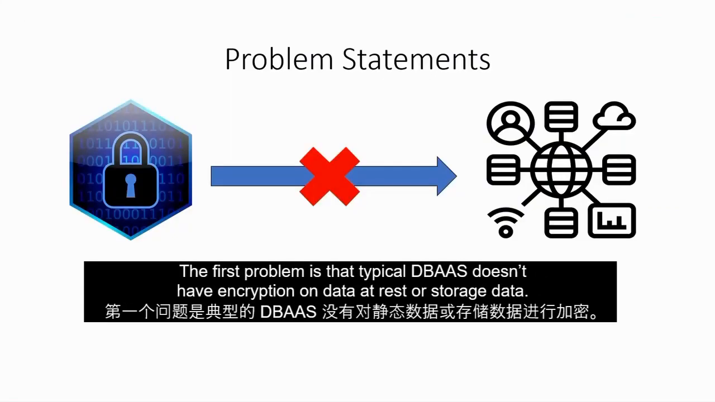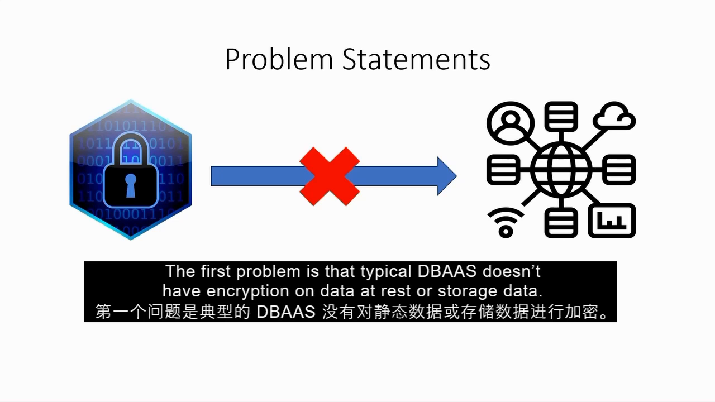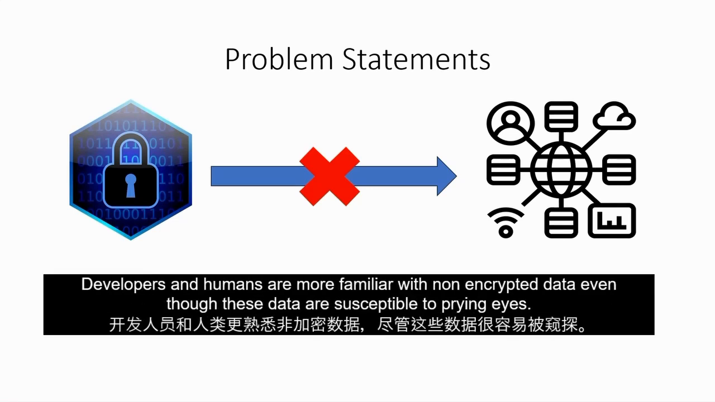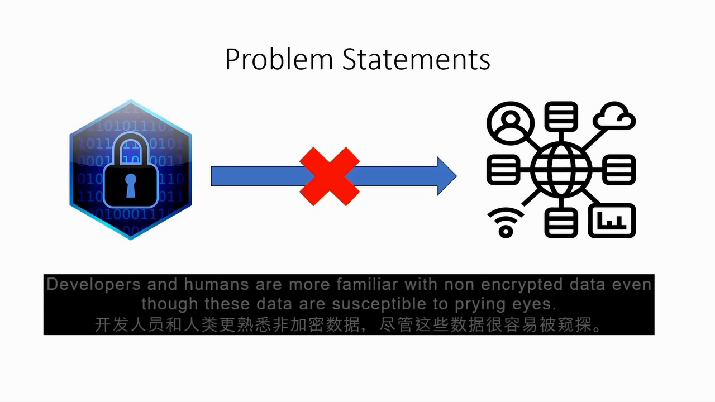The first problem is that typical DBAAS does not have encryption on data at rest or storage data. Developers and humans are more familiar with non-encrypted data, even though these data are susceptible to prying eyes.